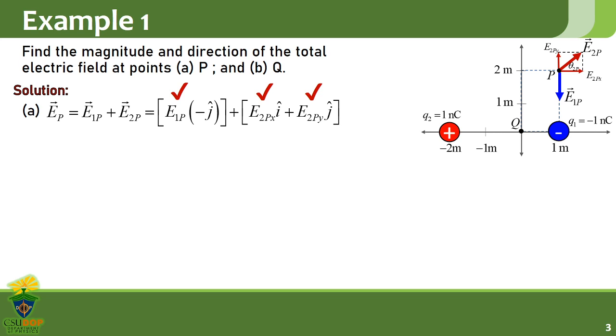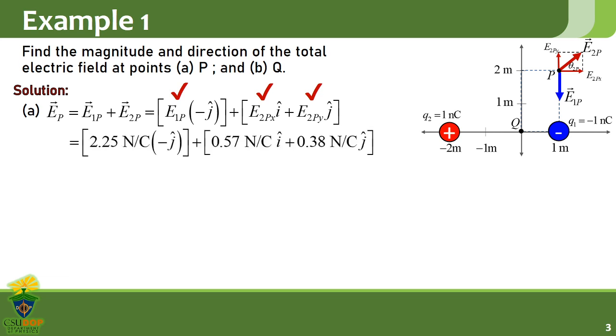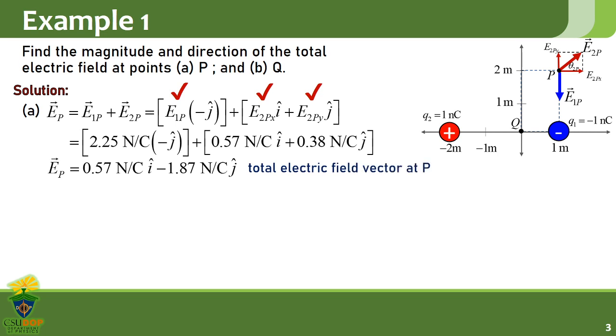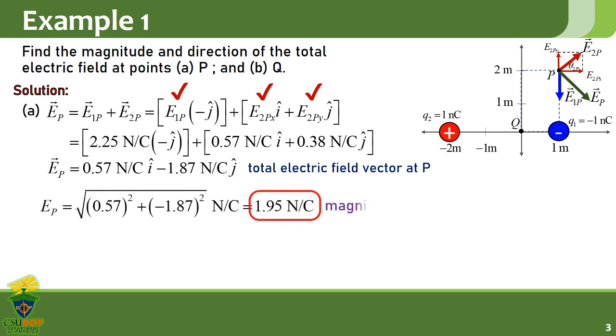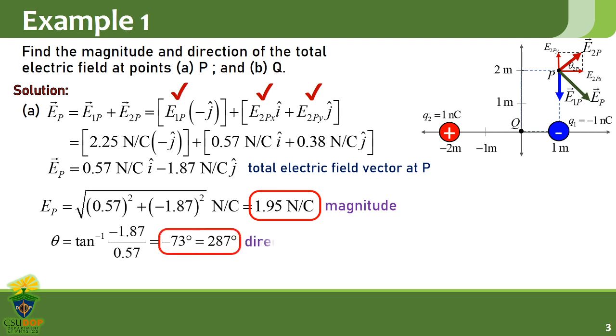Substituting the obtained component values into the equation for EP, we now have solved the total electric field vector at point P. We have to take note that this vector has a positive x component and a negative y component, implying that this vector lies in quadrant 4. We then use the Pythagorean theorem again to solve for the magnitude of this vector and obtain a value of 1.95 newtons per coulomb. For the direction, we obtain a value of negative 73 degrees or 287 degrees in standard angle measurement.